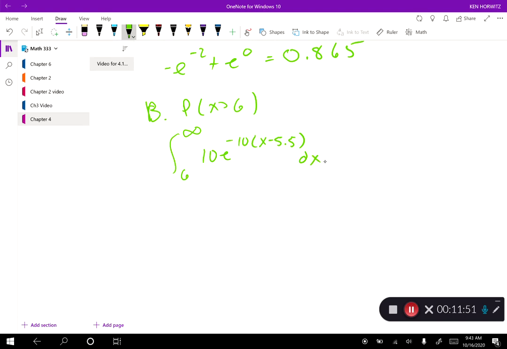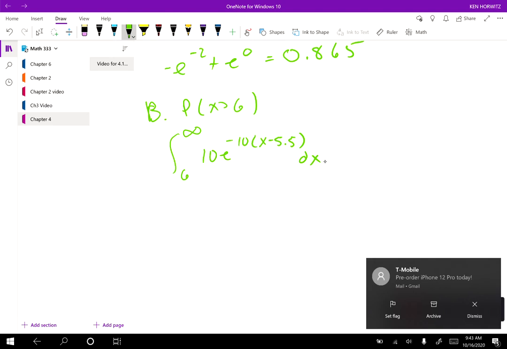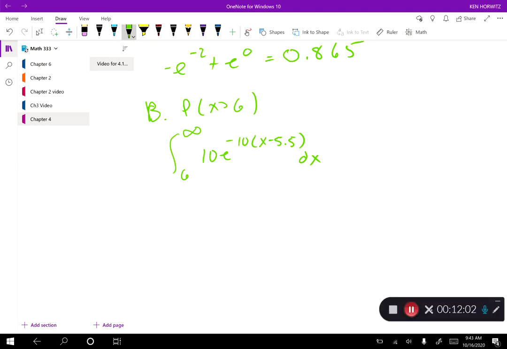All right, so I did the u substitution for you last time. Again, it's another u substitution. Why don't you pause the video, give it a try, and we'll talk about it on the back end. All right, so if you did your u substitution, you should have gotten negative integral from 6 to infinity of e to the u du.